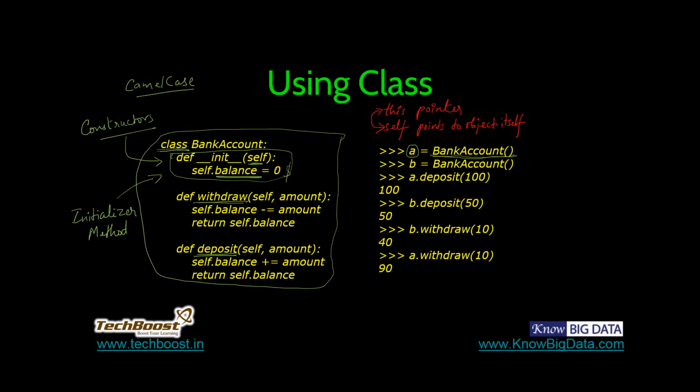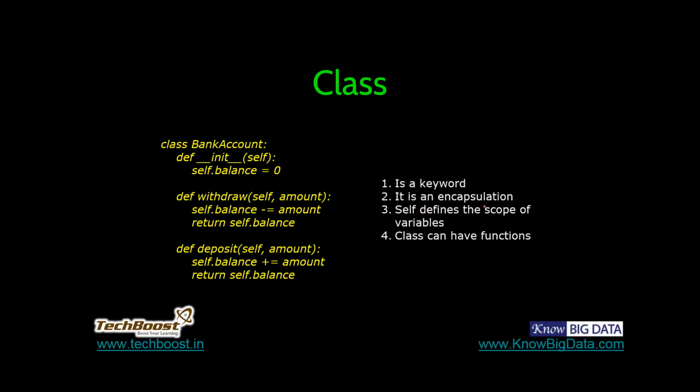Okay, great. So every class method is supposed to have this self as the first argument. So self is nothing but the reference to the object itself. Okay, so class is a keyword, it is an encapsulation. Self defines the scope of variables. Okay, a few of the points. Class can have functions. Class has got functions, isn't it?